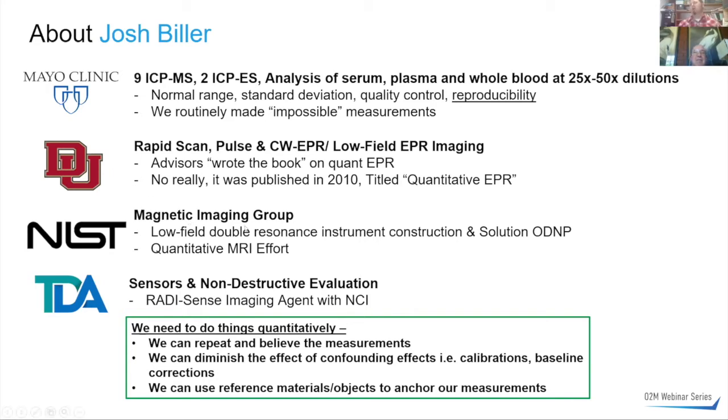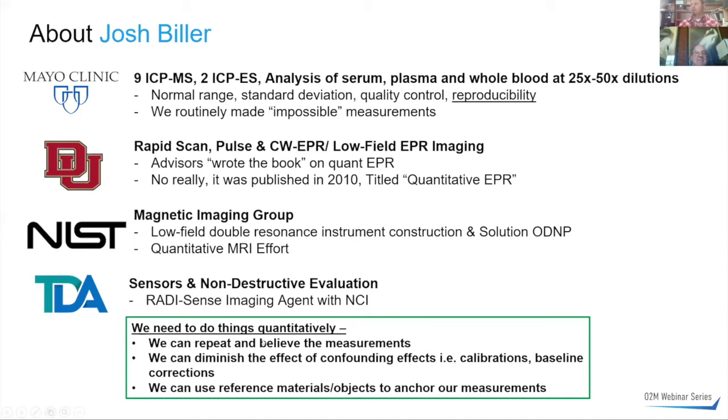I postdoced at the magnetic imaging group at NIST. That's where I got into low field double resonance techniques and solution Overhauser DNP, which really exposed me to low field nuclear magnetic resonance, low field imaging. There are some things that we can take from that as the EPR imaging community. And then also the quantitative MRI effort there, the creation of phantoms, standards, driving at normal ranges for T1 and T2 in tissue, which is not something that exists currently. And then for the past 3 years, I've been at TDA. And I've done a whole number of things, one of which I'll tell you about today.